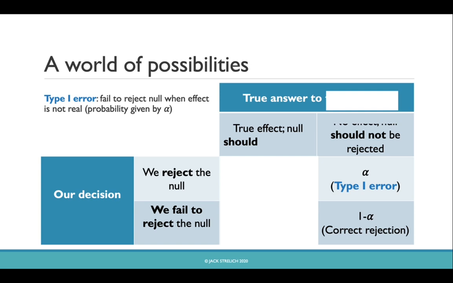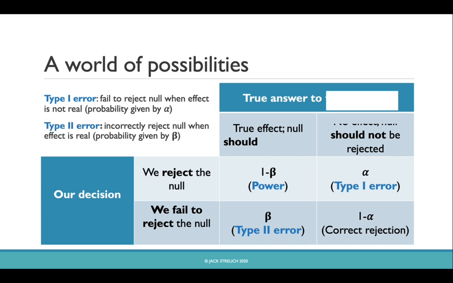So, to recap, a type 1 error occurs when we reject the null when the effect is not real, and the probability of a type 1 error is given by alpha. Now let's consider a world where there is a true effect and the null should be rejected. Now, if we reject the null, we've made the correct decision. If we fail to reject the null, we've made a type 2 error. A type 2 error occurs when we fail to reject the null when the effect is real. The probability of a type 2 error is given by beta.